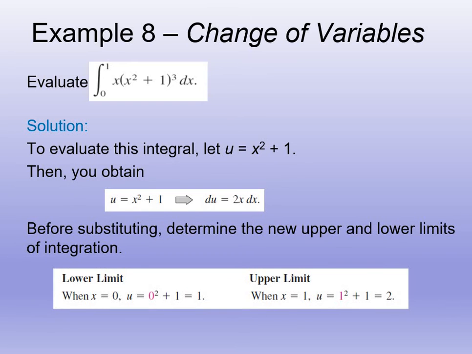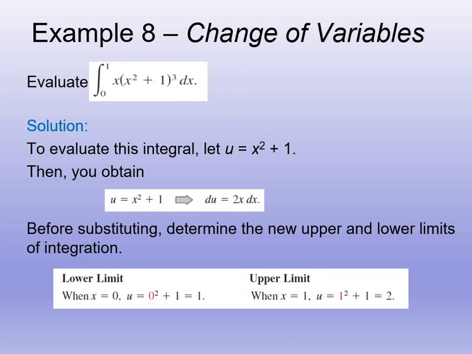Now, we have to change our upper limit and our lower limit in terms of u. So, when x is 0, that's the lower limit on our integral. I'm going to plug 0 in for x into our u function, so I'm going to have 0 squared plus 1. So my new lower limit for my u integration is going to be 1. In terms of x, it was 0. In terms of u, it's 1.